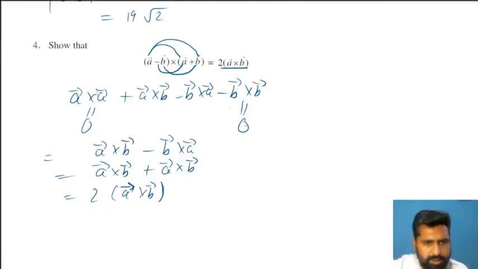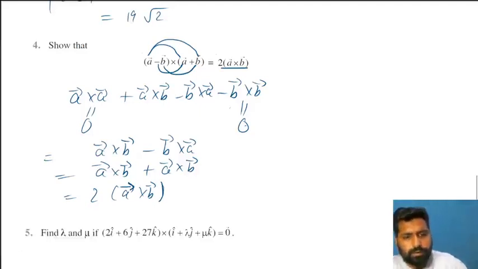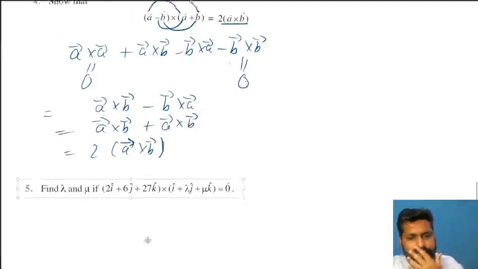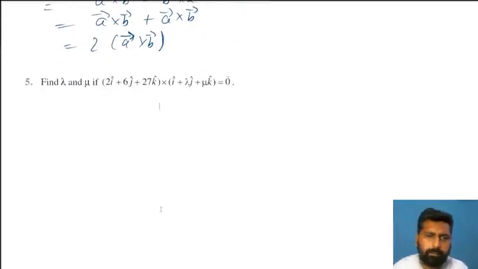Now let's see one question. The question says find lambda and mu. It is given that this vector cross this vector is a null vector, 0 vector. There are 2 ways to do this question. One I'll show, another one I'll give you the approach, but I'll not solve it. Okay, let's see it.